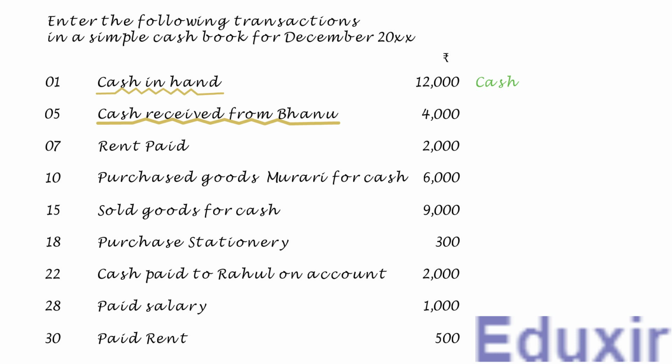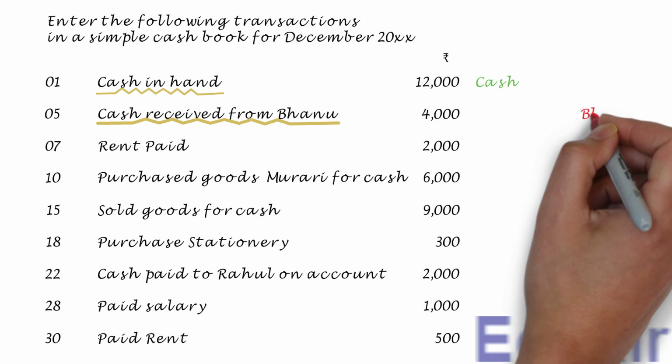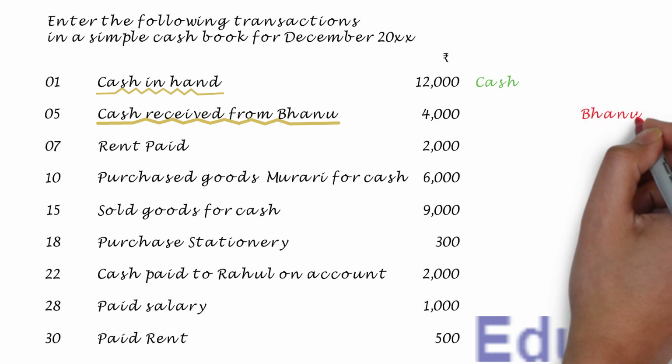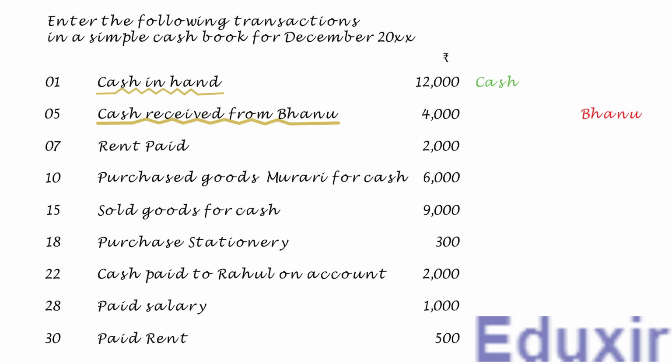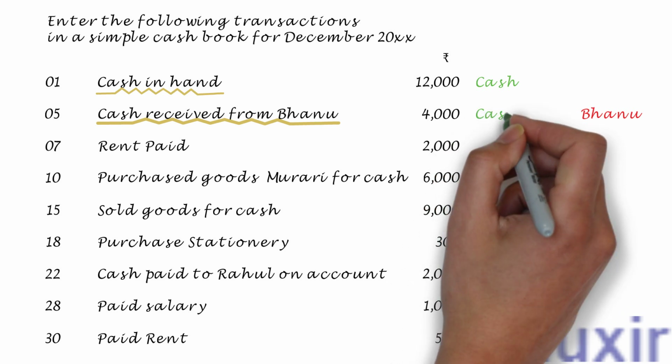The rule to record any decrease in the asset is to credit the corresponding assets account. In this case, the debtor Bhanu account should be credited. At the same time, as the debtor Bhanu is paying in cash, the cash asset of the business is increasing. The rule to record an increase in the asset is to debit the corresponding assets account. In this case, the cash asset should be debited.